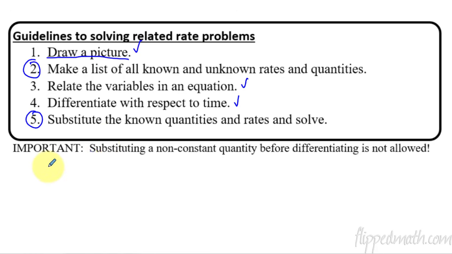Now here's an important thing. Substituting a non-constant quantity before you take the derivative is not allowed. What does that mean? It means when you have something that's changing, like you know how sometimes we'll have an airplane flying in the sky and that airplane's altitude is a constant, like maybe it's 10,000 feet high, and that's a constant altitude that it's maintaining. You can plug that in before you take the derivative because it's a constant.